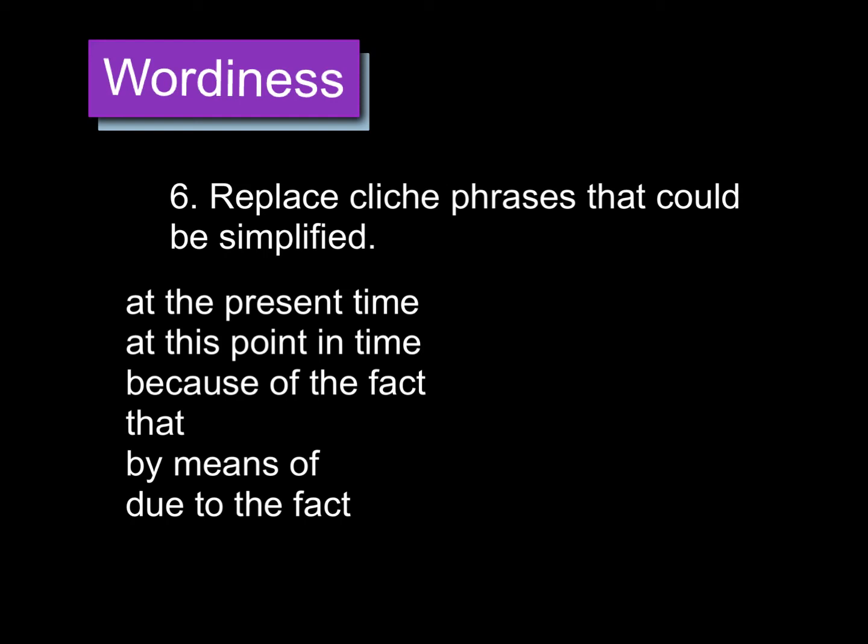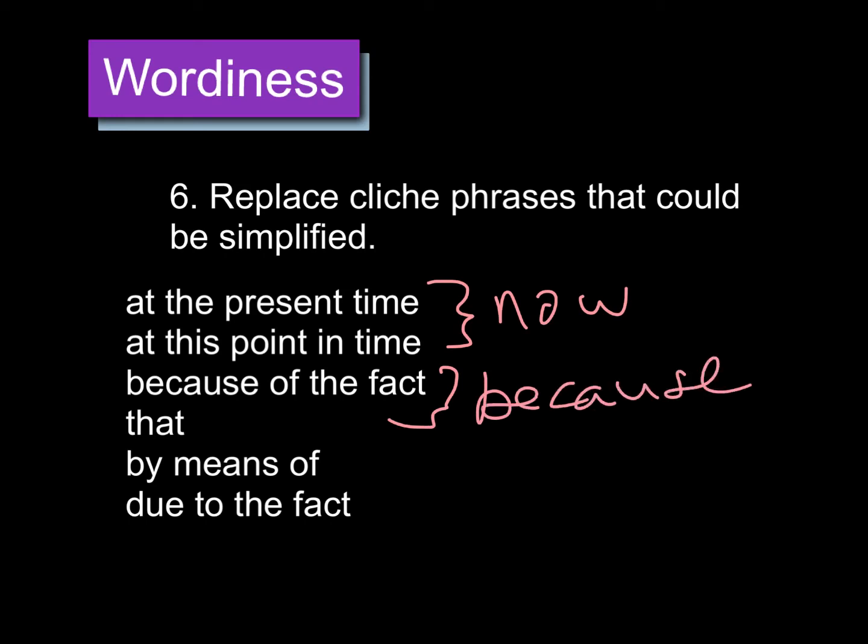A sixth strategy to reduce wordiness is to get rid of these cliche phrases that people use and replace them with the simpler words that they actually mean. For example, at the present time or at this point in time, they both mean now. How about because of the fact that? That means because. By means of. What's wrong with by? Due to the fact. Again, that means because.